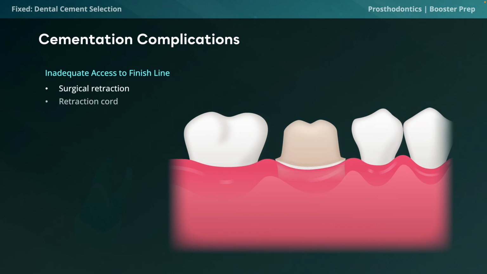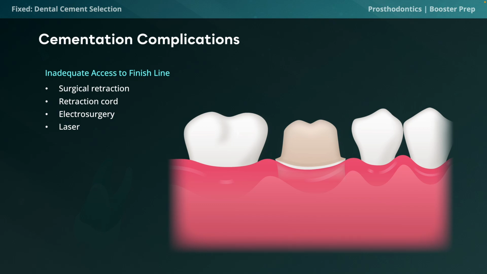Or we can place retraction cords into the gingival sulcus to physically push the gums away from the tooth, allowing for better access and visibility of the finish line. Electrosurgery is always another option. And finally, we can always bust out the laser, especially when we need more precise adjustments.